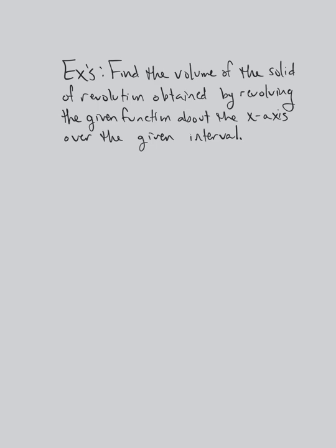Okay, so now let's see if we can do this though. So we're going to find the volume of the solid of revolution obtained by revolving the given function about the x-axis over the given interval. So let's just start as basic as we can. Let's say we're going to take f of x is equal to x squared over the interval 1 to 3. Like I say, draw it out. So we're going about the x-axis, so you're going to need some negative side there too. But here we're at 1, here we're at 3.